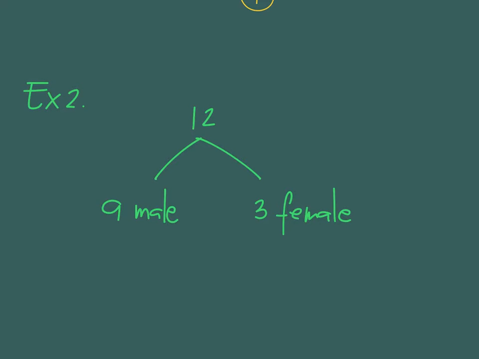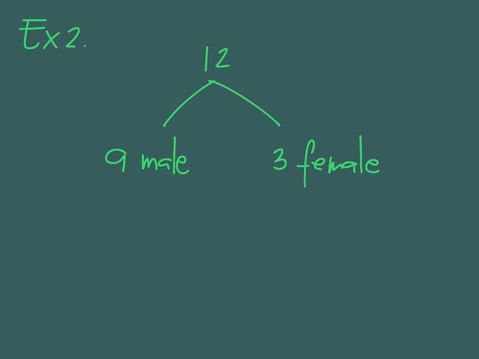Suppose we have 12 people in a group. Say our example now, so this is example number 2. There are 12 people in a group, but in this group we have, let's say, 3 female. So that means we have 9 male, or 9 boys and 3 girls.